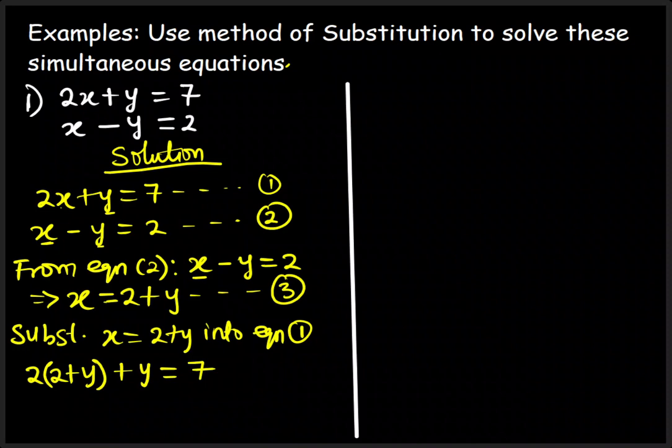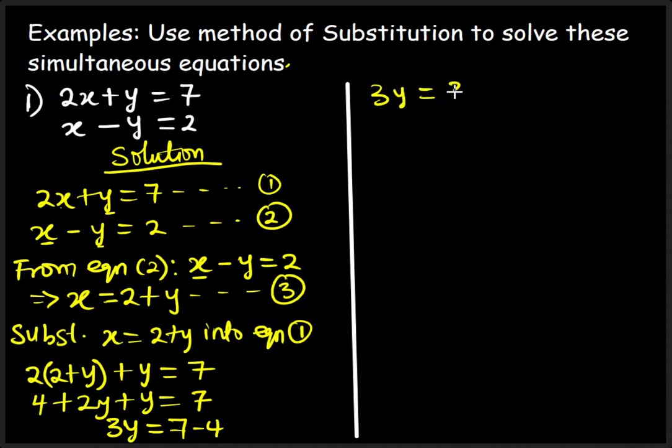All right. So that will give us, expand this bracket, 4 plus 2 times y, 2y, plus y equal to 7. So let's see, what do we have? 2y plus y gives us 3y, is equal to 7 minus 4. And then we'll have 3y equal to 3. Divide both sides by 3. Our y will be equal to 1. So we found the value of y.